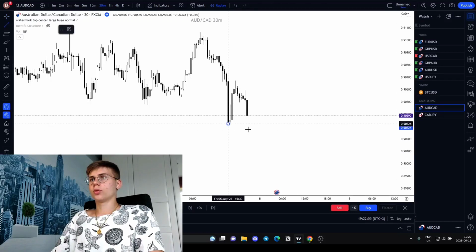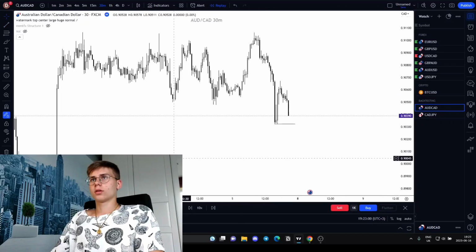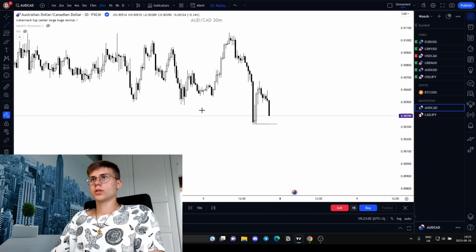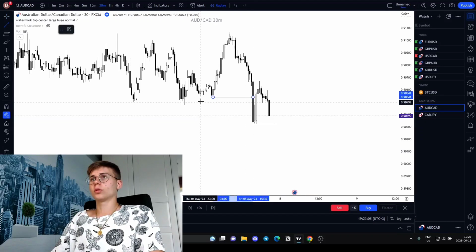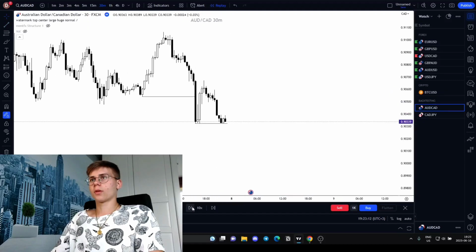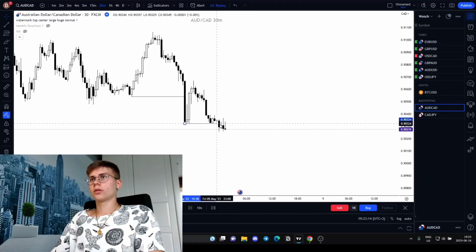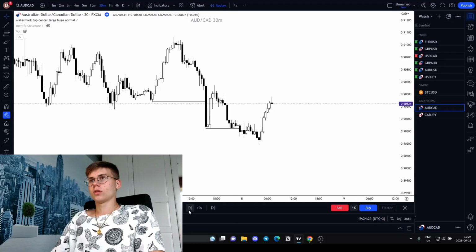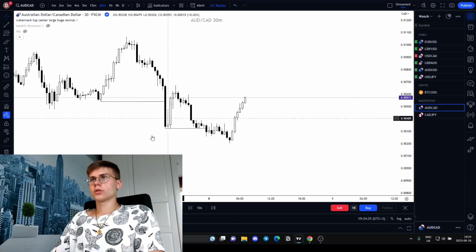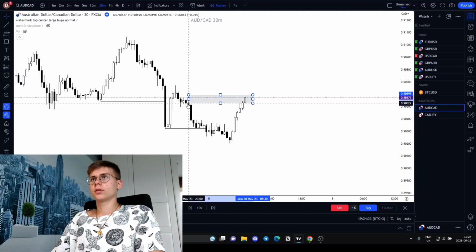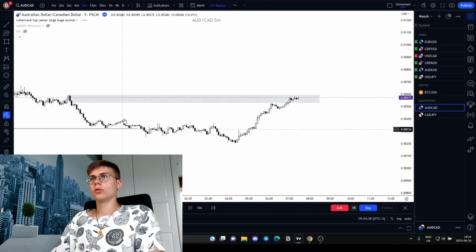We need to wait for a break. We see the last break of structure down was here. We have a break, so we can start marking the zone. The unmitigated candle would be this, and I will refine it to this point. Maybe we can go lower.